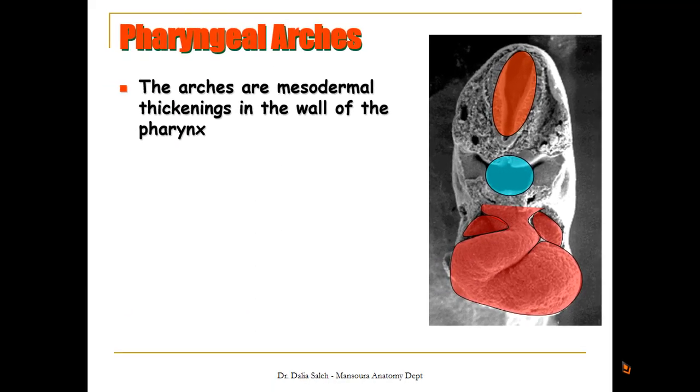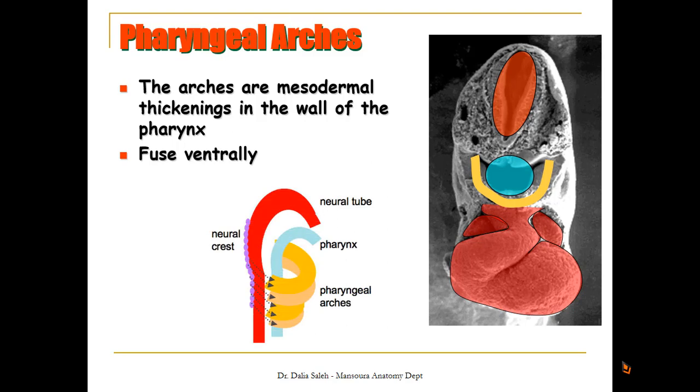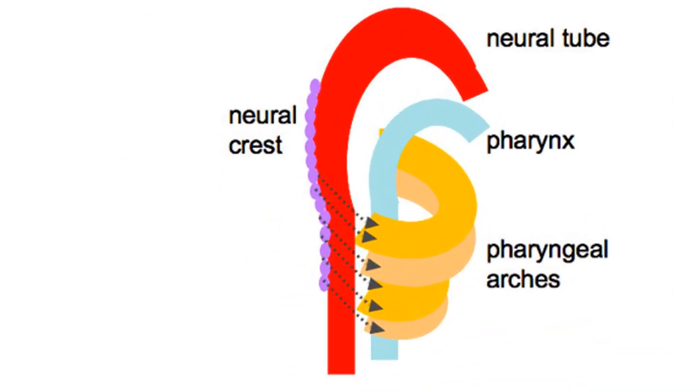So the pharyngeal arches are mesodermal thickenings in the wall of the pharynx. They fuse ventrally, ventral to the pharynx. And if we look from a different view, you can see the following. You can see the neural tube here, and along the neural tube lie the neural crest cells. Ventral to the neural tube lies the pharynx, and on each side of the pharynx you can see the pharyngeal arches numbered from 1 to 6, and each arch wraps around the pharynx and they meet ventrally. Also in this diagram you can see the neural crest cells that will migrate and invade the developing arches.